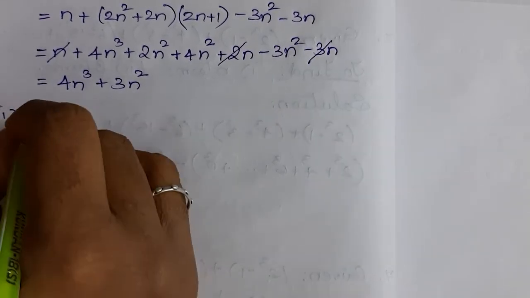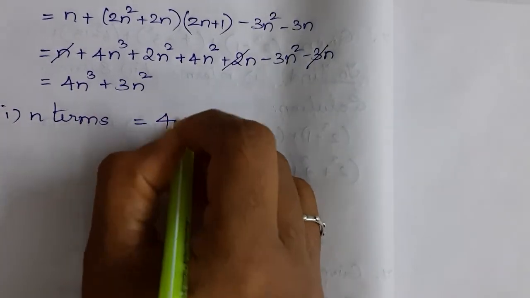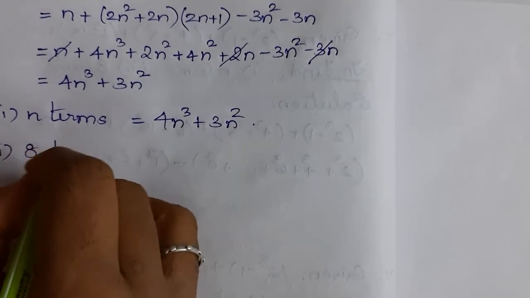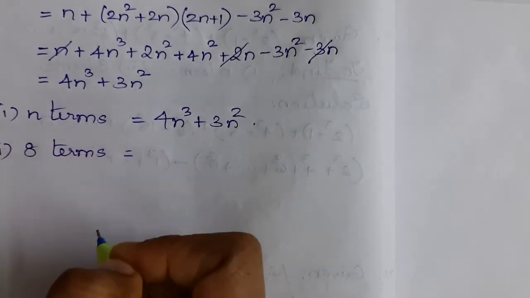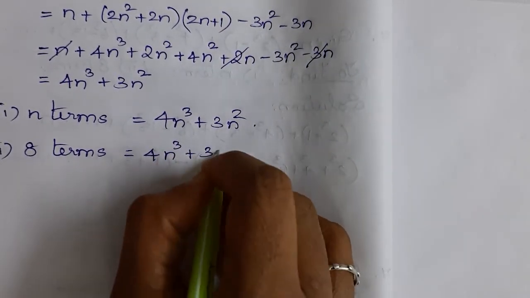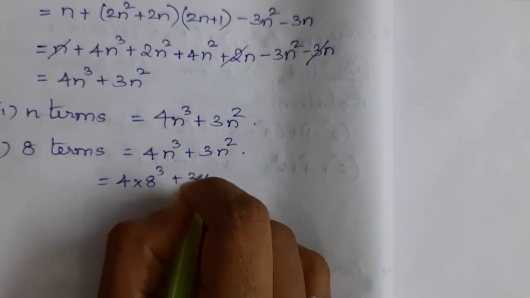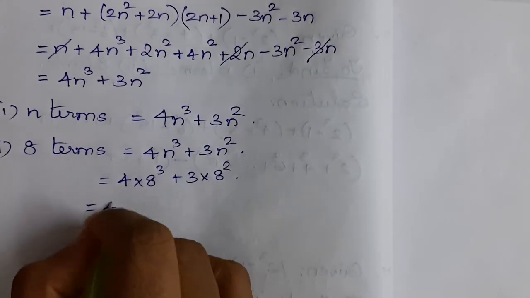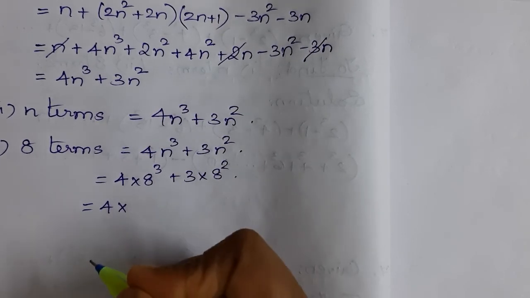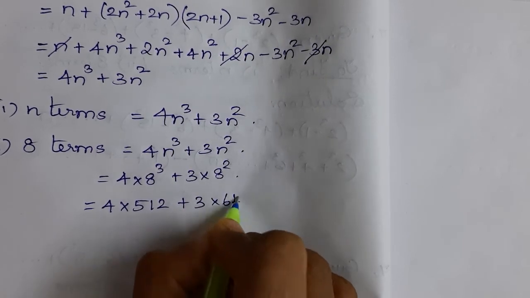In the first subdivision, we have to find the sum up to n terms, and this is the formula, which is 4n cube plus 3n squared. Now in the second case, we have to find up to 8 terms. 8 terms in the sense the value of n is 8 here. So in the place of n, we are going to substitute 8. So 4 into 8 cube plus 3 into 8 squared. 4 into 8 cube. 8 cube is 8 8s are 64, 64 8s are 512. Plus 3 into 8 8s are 64.